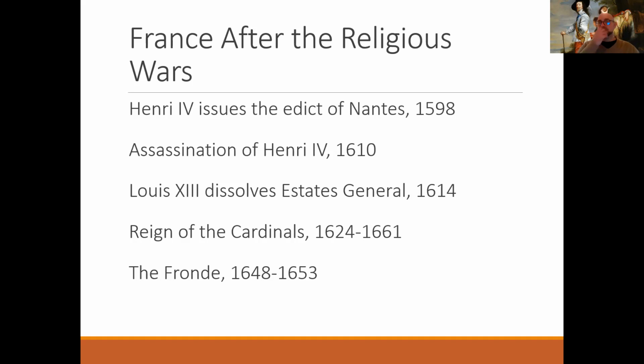His son, Louis XIII, after a few years' regency, will become the monarch. And he does something in 1614, which is very important. He dissolves the Estates General and never calls it again. What is the Estates General? The Estates General is the medieval parliament, the representative body for the whole country, basically, in the Middle Ages in France.